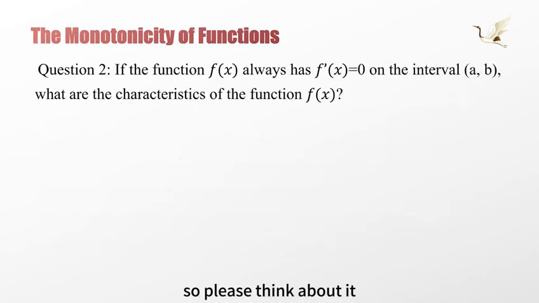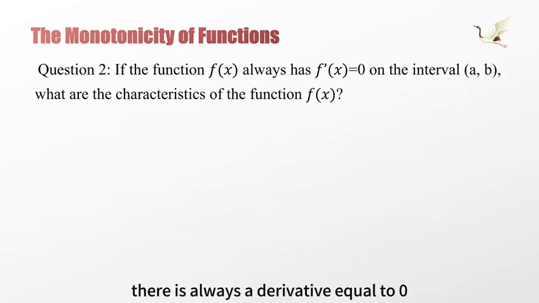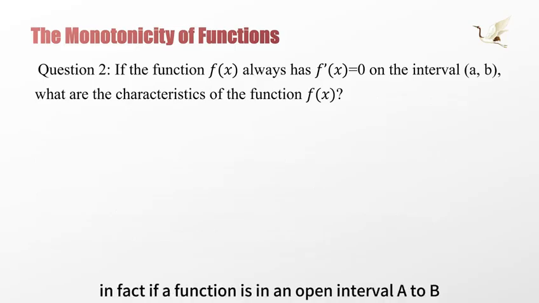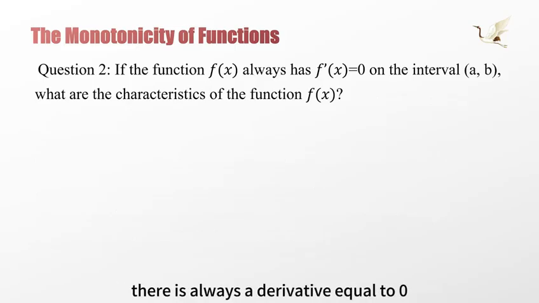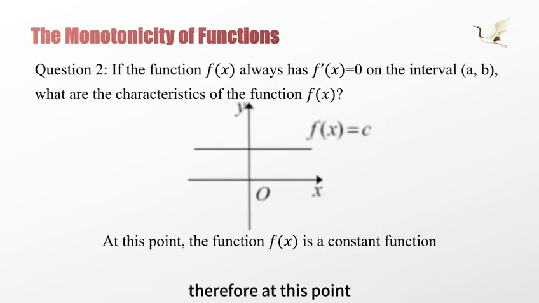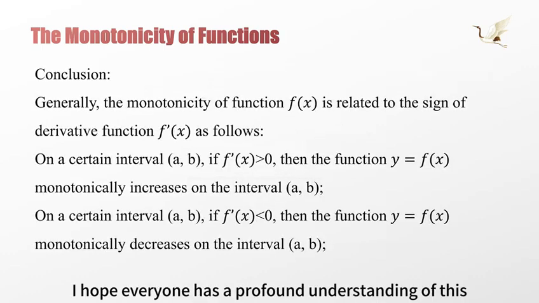So, please think about it. If the derivative of the function f(x) is always equal to 0 in the open interval a to b, what are the characteristics of the function? This means that the slope of the tangent of the function at any point on the interval is 0. So at every point on this interval, the tangent is horizontal. Therefore, the function f(x) is a constant function. So through the research above, I hope everyone has a profound understanding of this conclusion.